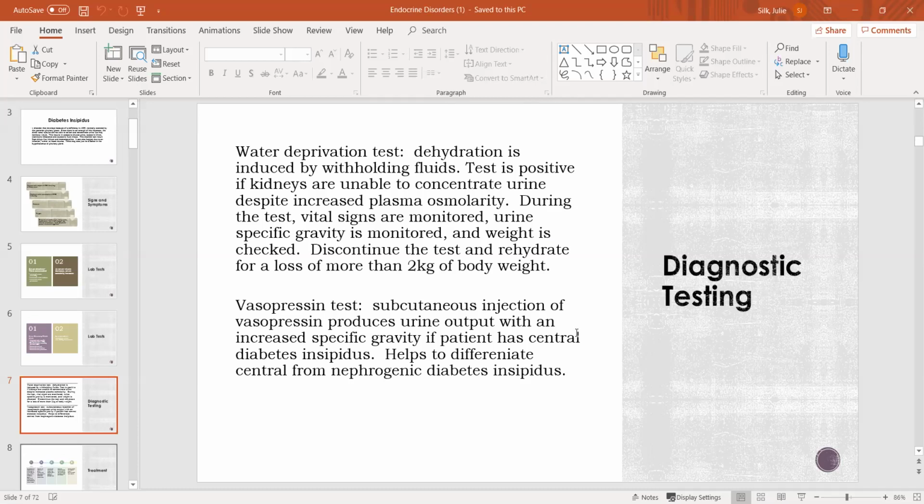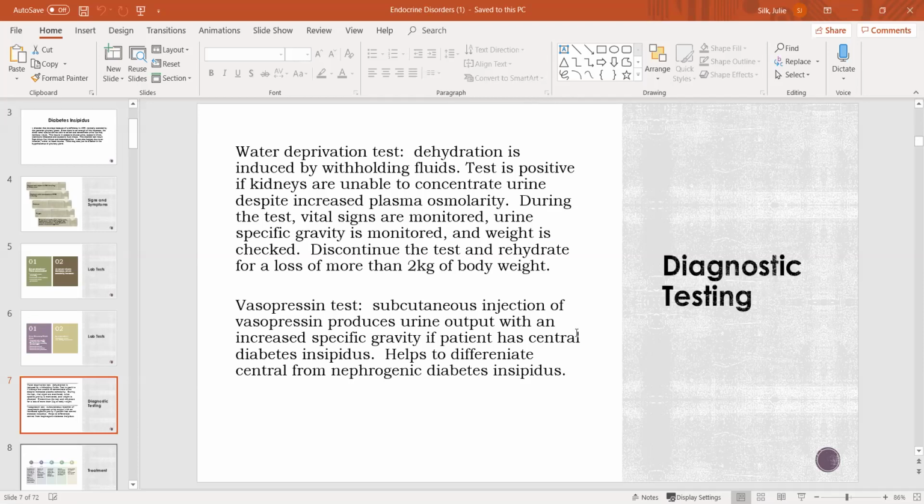During the test, you as the nurse would be monitoring their vitals frequently. You would be doing urine tests, measuring the specific gravity of their urine, and you also check their weight. This could be going on for hours. Then you discontinue it and rehydrate the patient for a loss of more than 2 kilograms of body weight, because that's kind of a lot. So that's one of the tests that they could do for this.